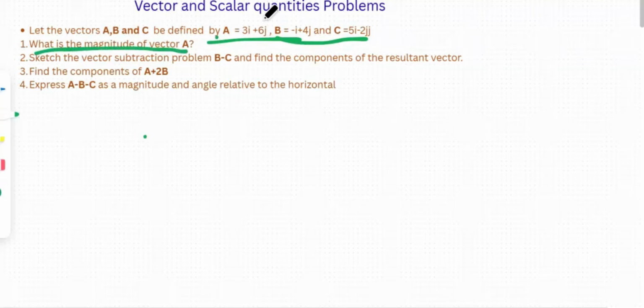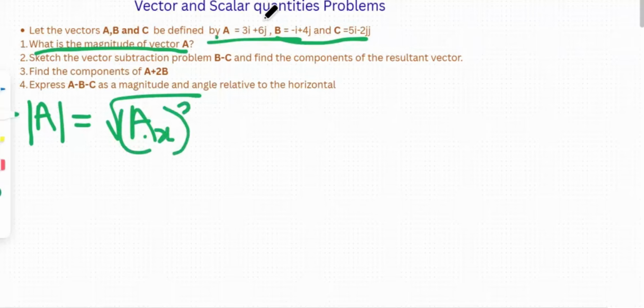So for us to solve the magnitude of A, we have A in terms of magnitude will be equal to the square root of AX squared plus AY squared.